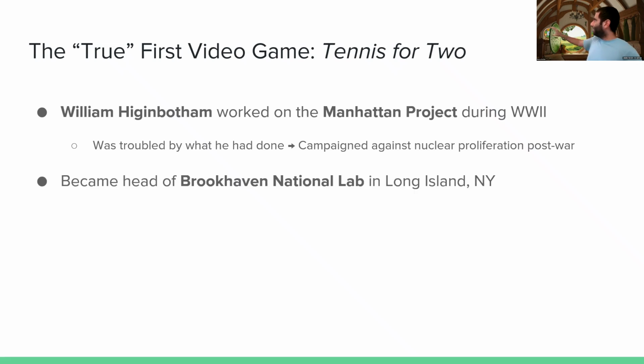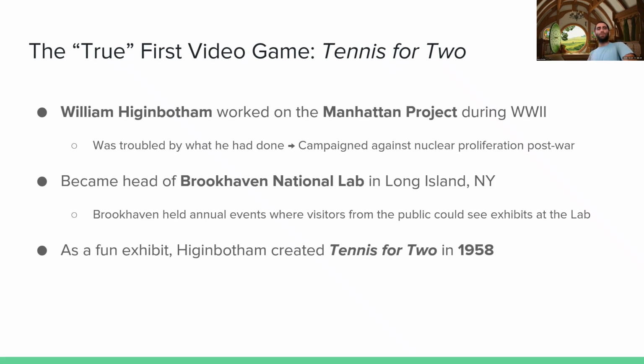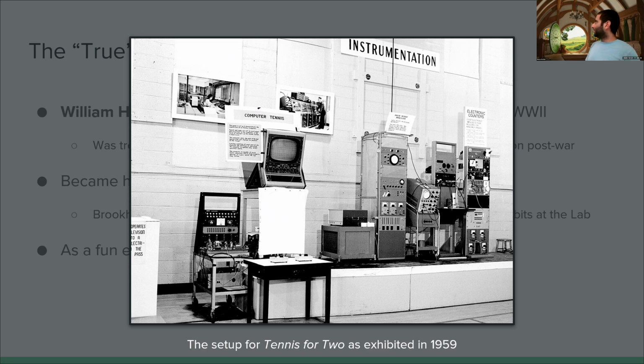As part of his post-war efforts, he also became the head of the Brookhaven National Lab. The US has a few different federal national labs that do very private, very advanced research. Brookhaven would hold annual events where people from the general public could come and see some of the technology people were working on in this national lab. Your taxpayer dollars are going to it, so we should show you it's worth it. So Higginbottom wanted to create a fun exhibit for people to play with, which was called Tennis for Two. And here's a picture of what the setup for Tennis for Two looked like.